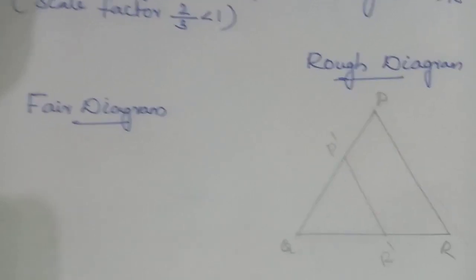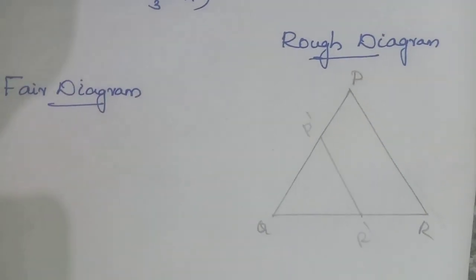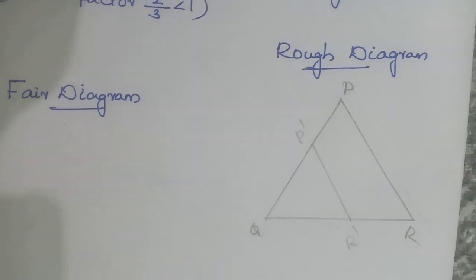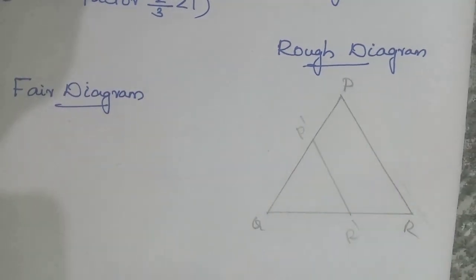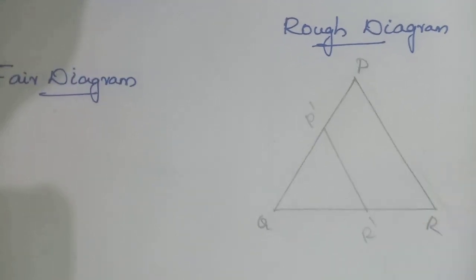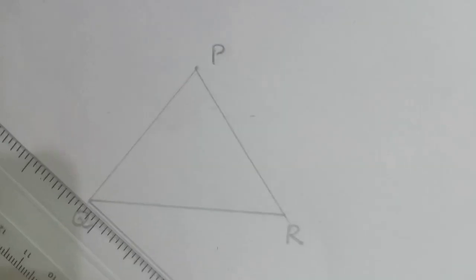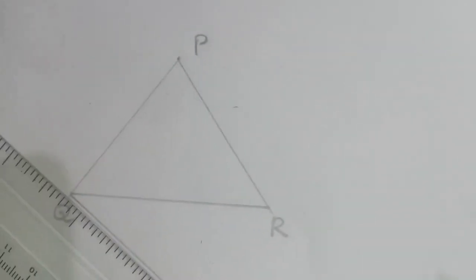So, we want to construct a triangle similar to triangle PQR. Its side is given as 2 by 3. So, first we want to draw a rough diagram of triangle PQR and mark P dash and R dash. In the fair diagram, draw triangle PQR with any measurement.